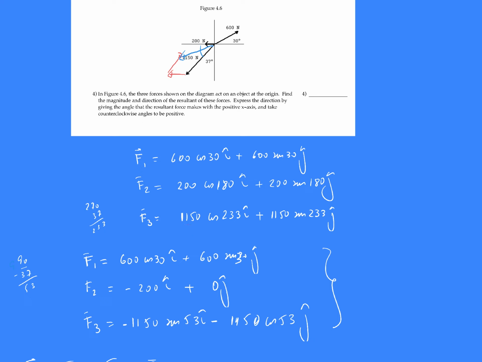is 1150, F3, let me erase here, 1150 cosine of 233 i, where cosine of 233 means this angle, if I didn't make this mistake, plus 1150 sine of 233 j. It's correct, it's 180 plus 53, and 180 plus 53 is 233. But I don't like to write the vector in this way. I like to write it directly.